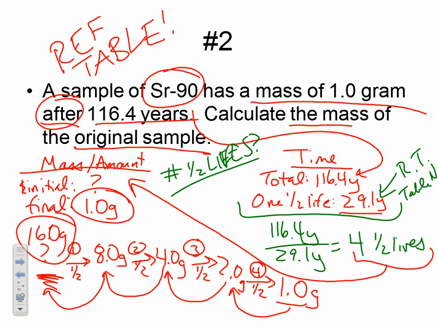What is the original mass of the sample? We know we let it sit for 4 half-lives. We know we ended up with 1 gram at the end of 4 half-lives. So then you're just working backwards. You're basically multiplying by 2 4 times instead of dividing by 2 4 times.